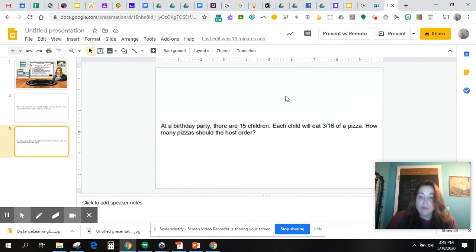At a birthday party, there are 15 children. Each child will eat 3/16 of a pizza. How many pizzas should the host order? Okay, so we have to think about this. They're feeding a bunch of kids pizza. What's our denominator? 16. So they've cut the pizza into 16 slices. There are 15 kids, and every kid is going to eat 3 out of 16 slices. So we've got to figure out how many total pizzas they need to order.